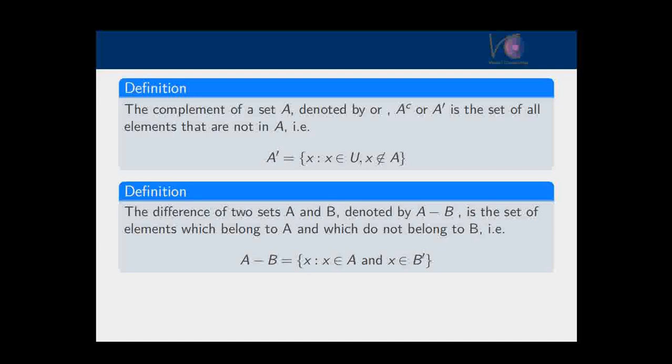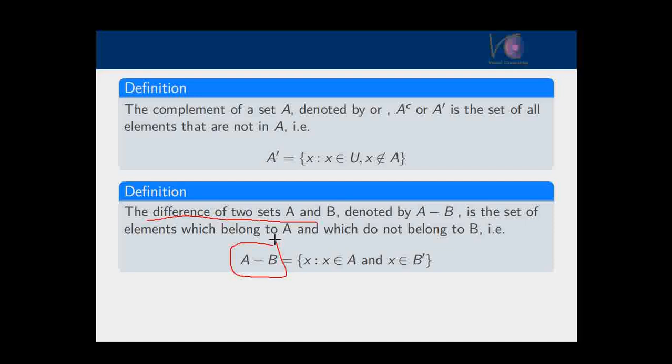So the other definition we can look at is the difference of two sets, A and B. Remember, when we're dealing with numbers, we say the difference, we are subtracting one number from the other. But that is not the case with difference of two sets. So the difference of two sets is denoted by A minus B. So this is another set, the set of elements which belong to A and which do not belong to B.